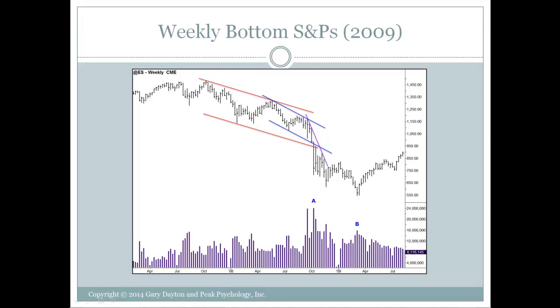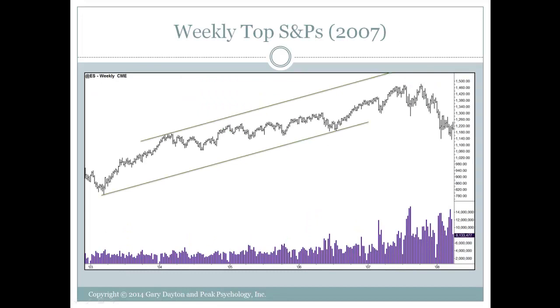Can I show some recent Forex reversals confirmed by the Weiss wave? Yeah, we'll get to Forex. Don't worry. All right. So that's the 2009 bottom. Let's take a look at the 2007 top.